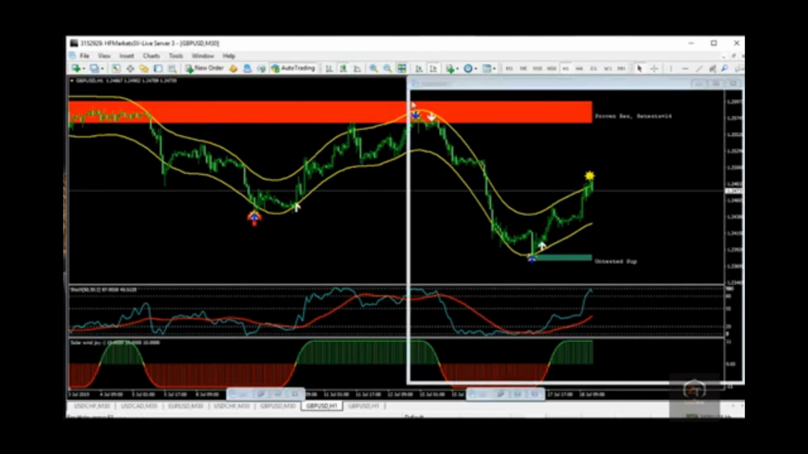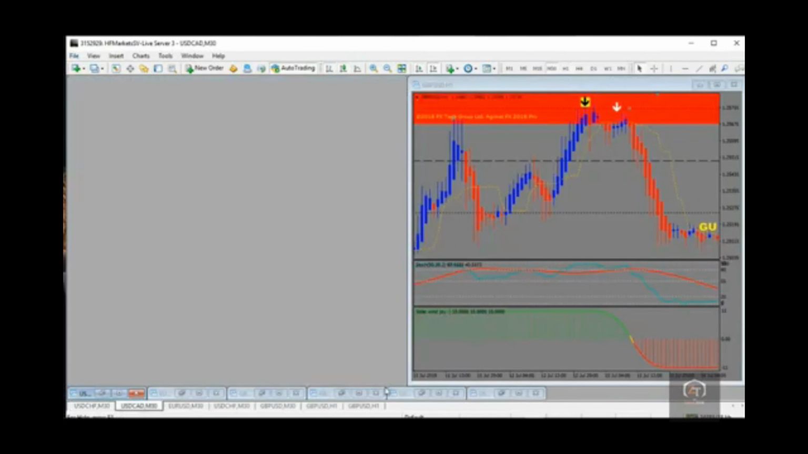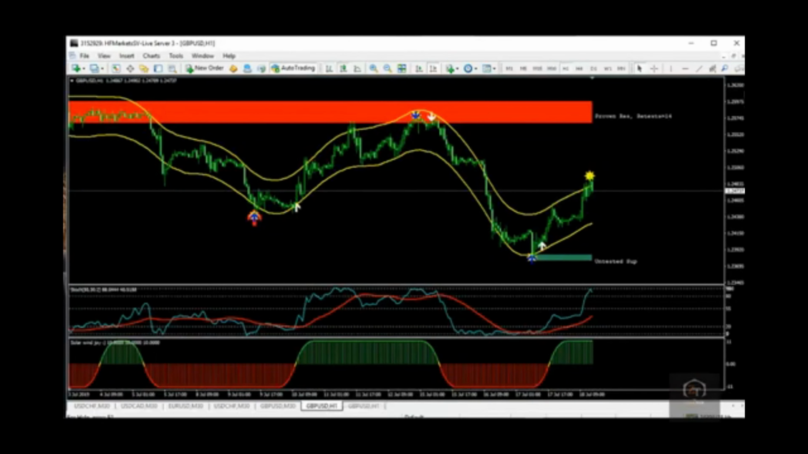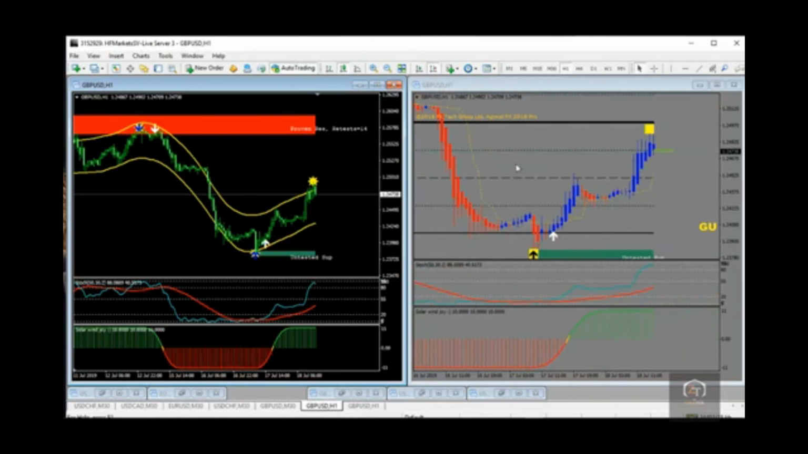To make your cool trade, to have a perfect entry. Oh, sorry guys. Okay, let me show you guys, to make your cool trade, to have a perfect entry.